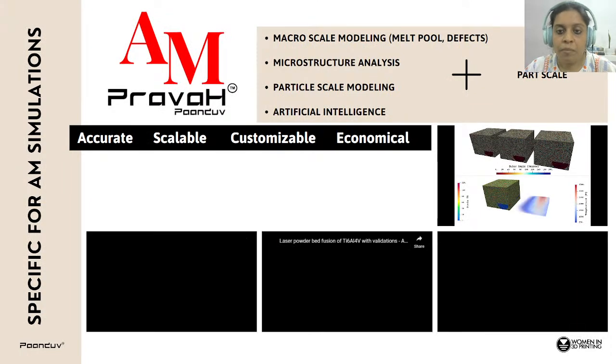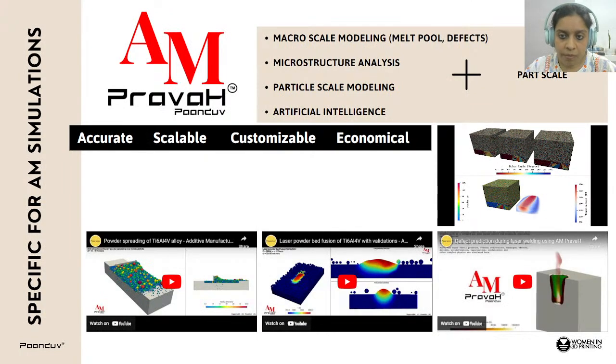That's where AM-PRAVA comes into the picture, because in AM-PRAVA we are combining the best of both worlds. It includes macro scale modeling, which will include the detailed melt pool dynamics and defects. It includes microstructure analysis, which is obsolete in many of the softwares. Particle scale modeling is also very important, and that is included in AM-PRAVA. And this is all coupled with artificial intelligence and part scale modeling. Part scale modeling is soon going to be integrated in AM-PRAVA.